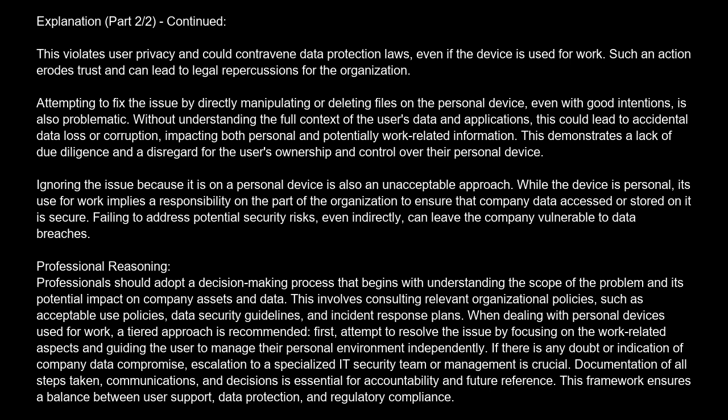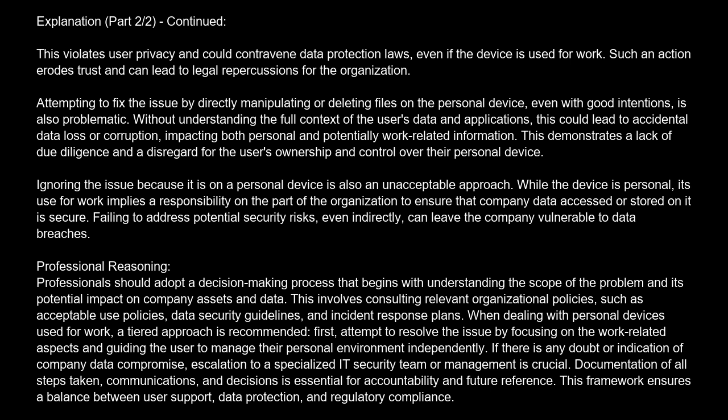Professionals should adopt a decision-making process that begins with understanding the scope of the problem and its potential impact on company assets and data. This involves consulting relevant organizational policies, such as acceptable use policies, data security guidelines, and incident response plans. When dealing with personal devices used for work, a tiered approach is recommended.